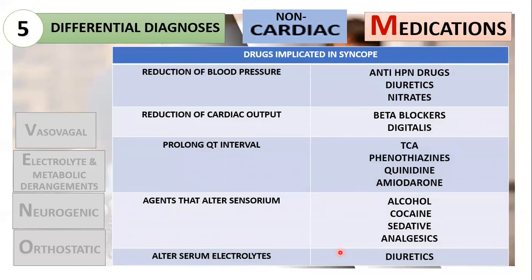Here are the medications that are implicated in syncope. First category of drugs would be those that cause reduction of blood pressure, such as antihypertensive drugs, diuretics and nitrates. There is what we call nitrate syncope. Nitrate is a drug used for angina. The main action of nitrate is to cause venodilation that will cause decreased venous return and eventually result in decreased cardiac output. And that could also result in syncope.